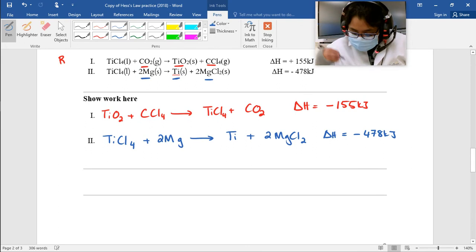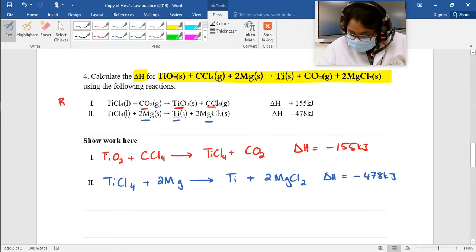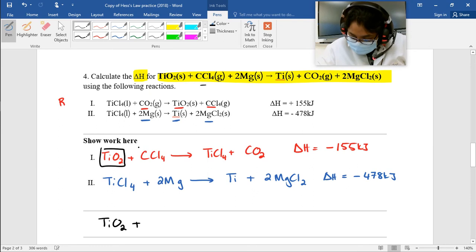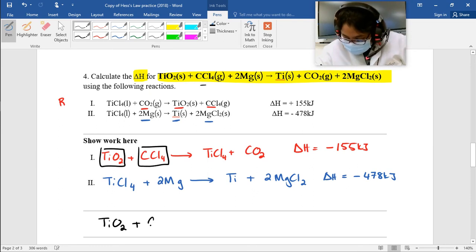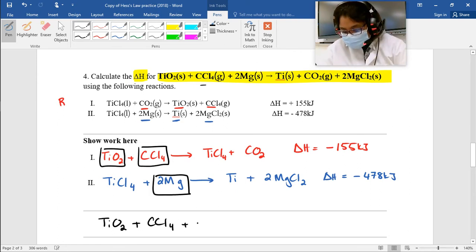All right, now let's see. I want TiO2, got that. I want CCl4, got that. And then I want 2Mg, got that on the reactant side.